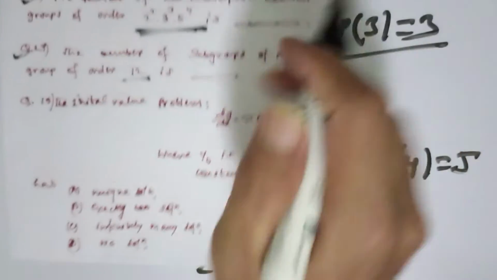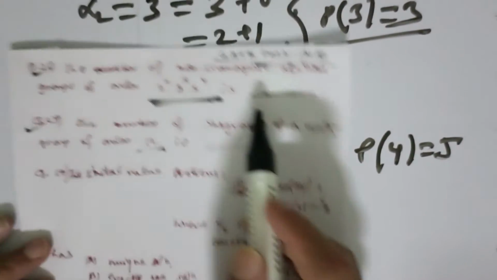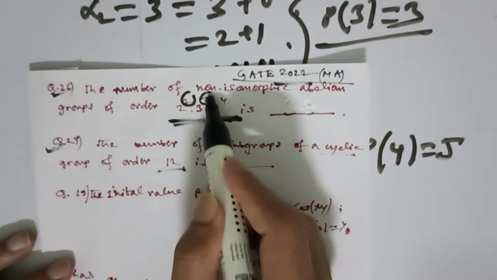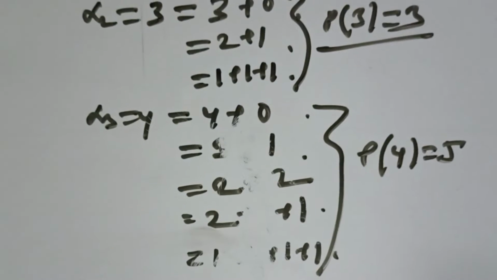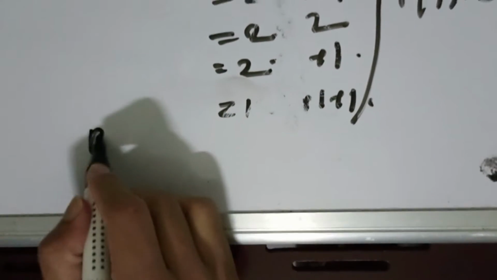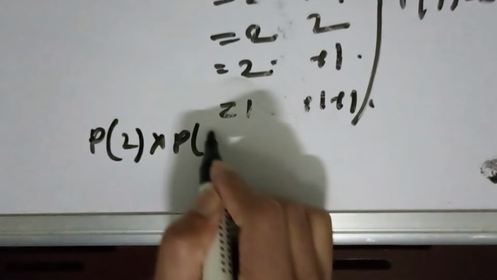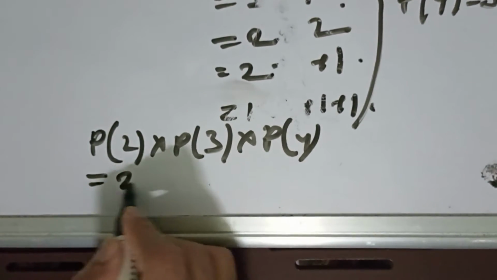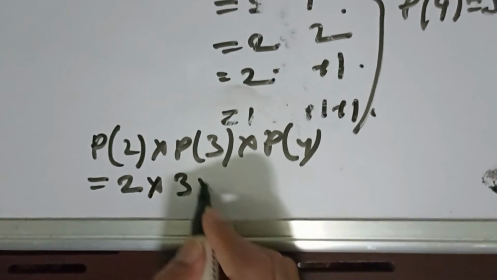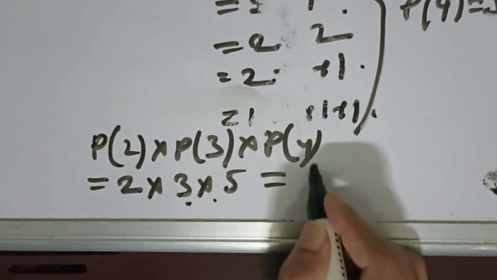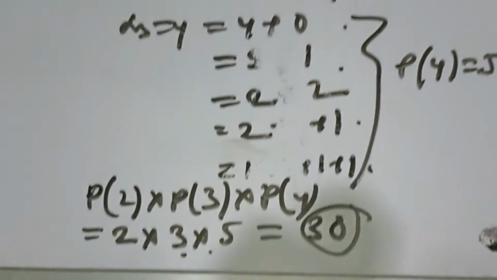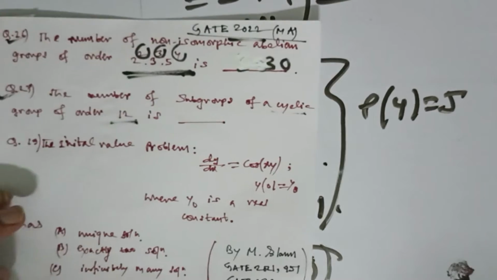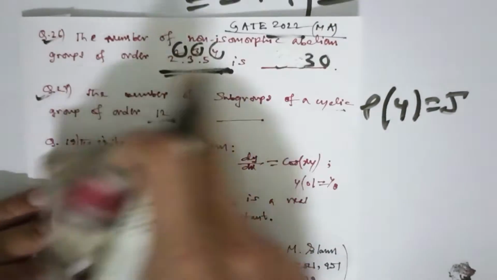Okay, so the number of non-isomorphic abelian groups of this order equals the product of the partition of 2, the partition of 3 and the partition of 4. Partition of 2 is 2, partition of 3 is 3, partition of 4 is 5. So 30 should be the answer. Okay, so for this problem 30 is the answer.